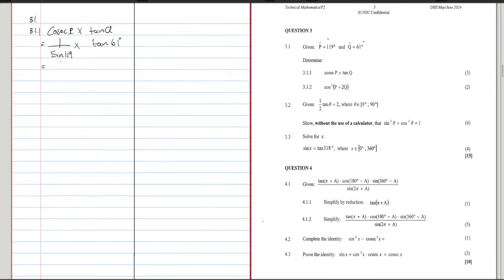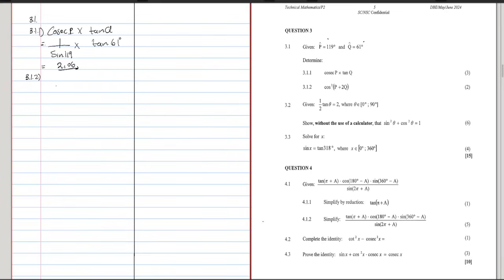Then you consult your calculator. 1 over sine 119 multiplied by tan 61 degrees. Then I get 2.06. That's 2 decimal places. And then we're gonna do the 3.1.2.